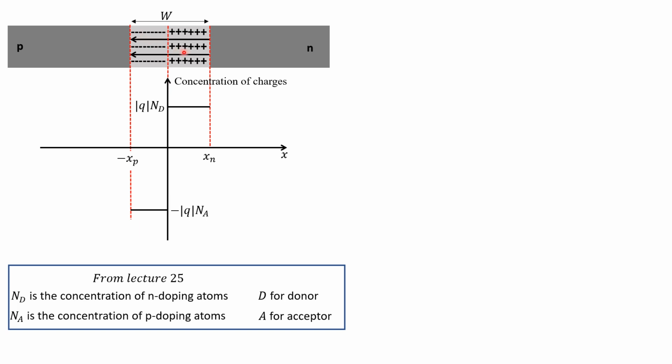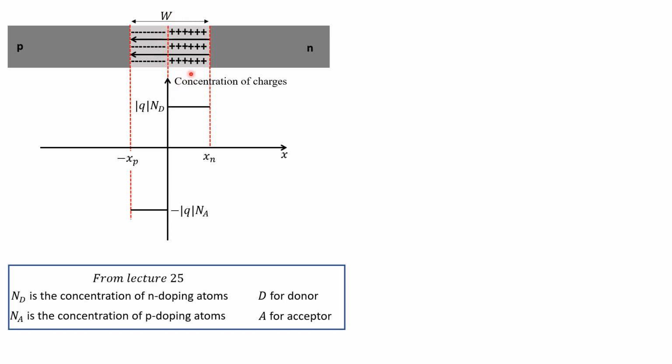So we're going to assume uniform doping, so we have a uniform concentration of ions on both sides, and if the concentration of ions is uniform and the exposed charge within the depletion region comes from the exposed ions, that means that the concentration of exposed ions and hence the concentration of charge is also constant or uniform within the depletion region.